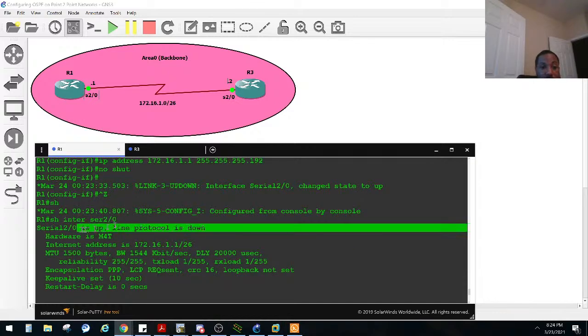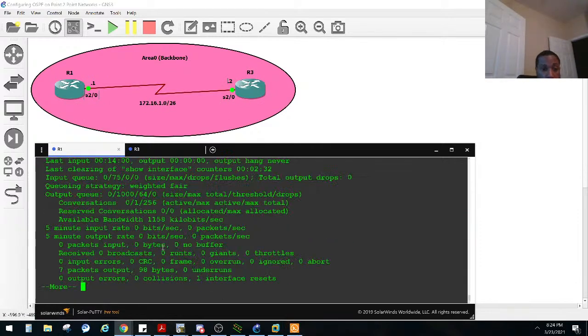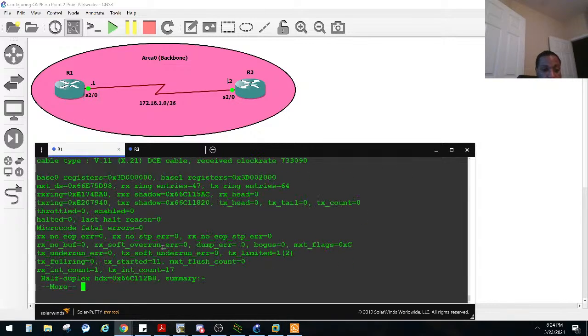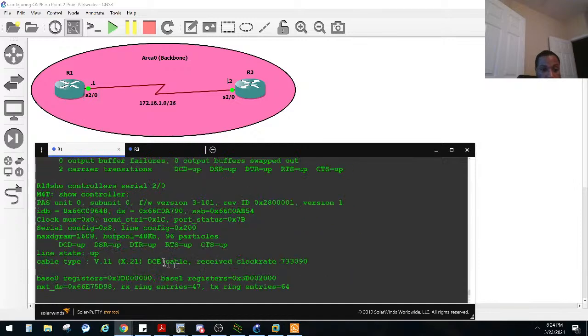And notice that it's up, down. It's supposed to say up, up, right? You know why? Because this one is down still. That is not going to come up, up. It's not going to be fully up until that side is up. We haven't worked on that one yet, right? So, let's do show controllers again real quick and see what he said. It still says DCE and then the receive clock rate. He's supposed to be receiving the clock.